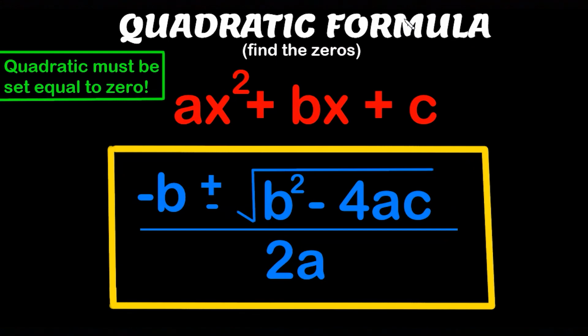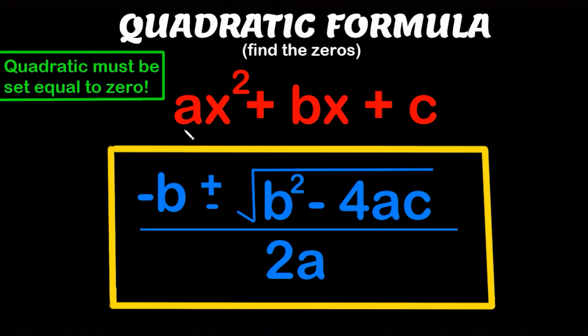Okay, so in this video, we're going to be talking about the quadratic formula and how to use it. Now, when you use the quadratic formula, you're essentially trying to find the zeros of a quadratic. Now, the zeros are where it crosses the x-axis, and typically when you're trying to solve for the zeros of a quadratic, your first step is to try to factor the quadratic.